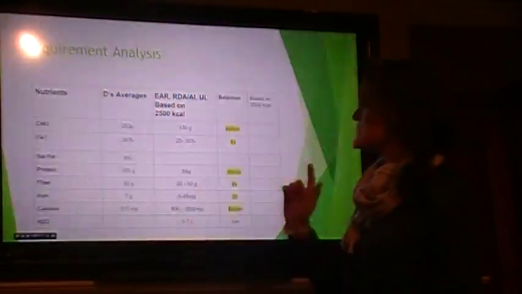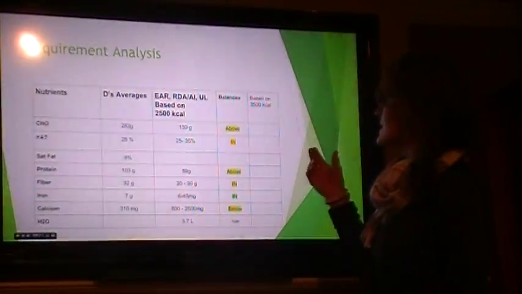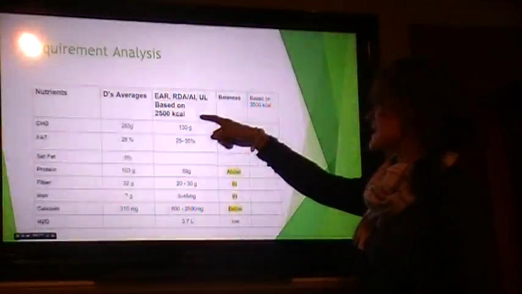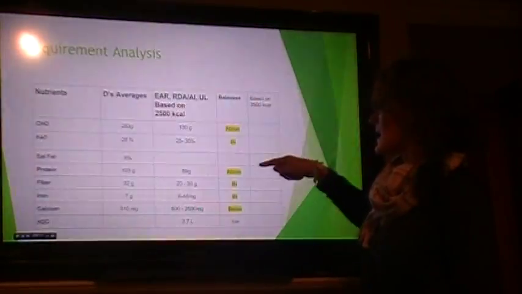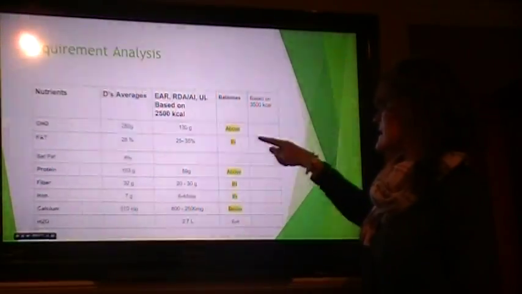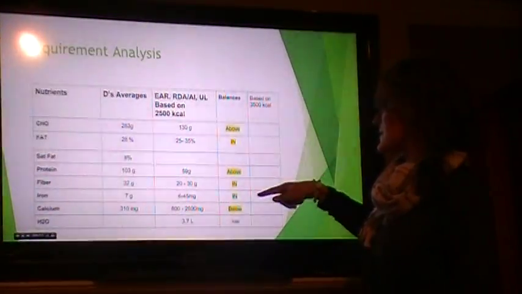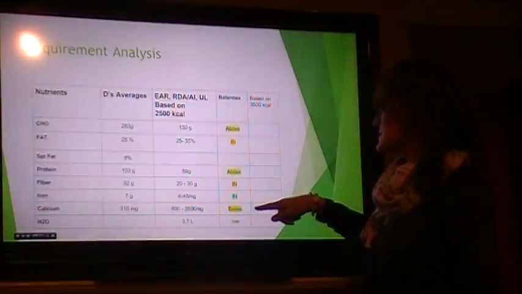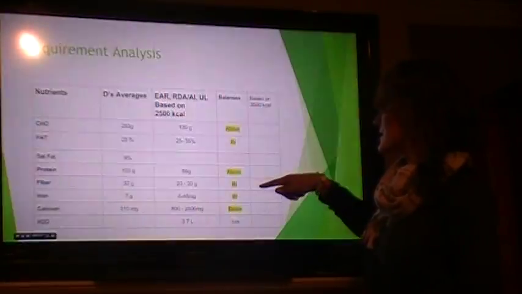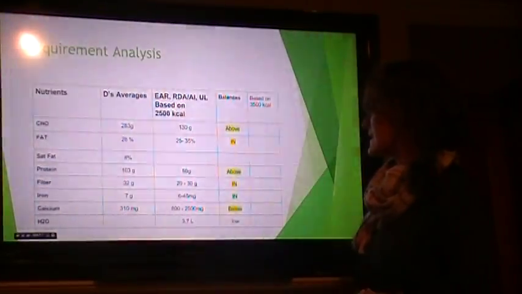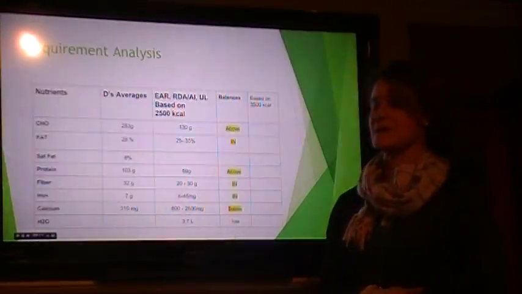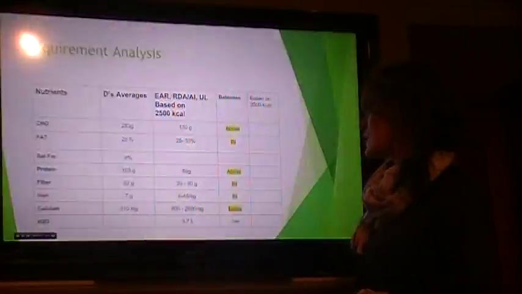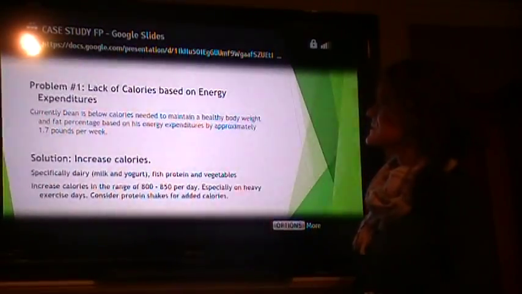On the nutrient requirement analysis, you can see based on a 250 kcal diet, he is above range for carbohydrates and protein. He is in range for fats, fiber, and iron, and below in calcium. So these are some areas that we will need to touch on in the analysis at the end. A little low on water consumption. I'd like to see that up over 4 liters.